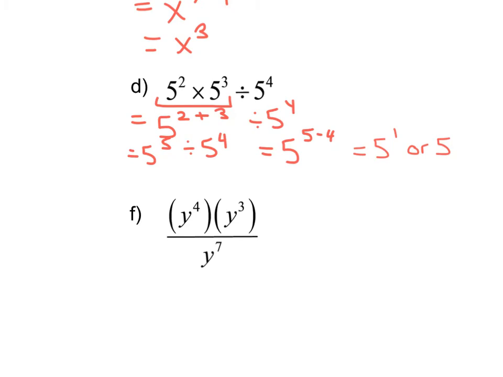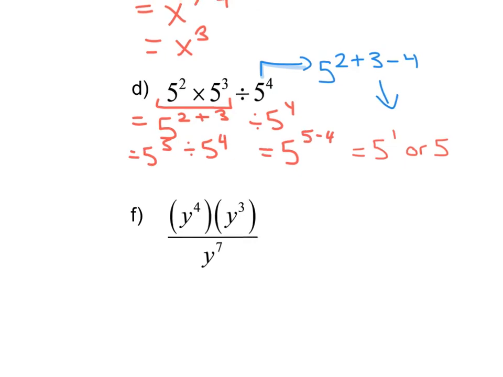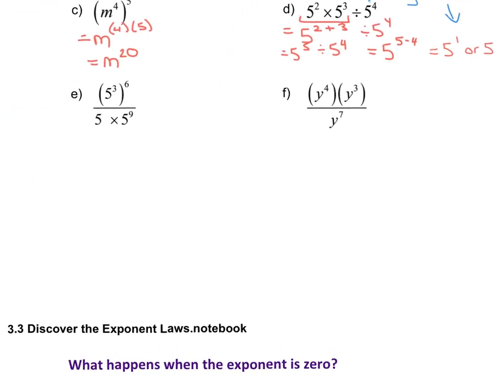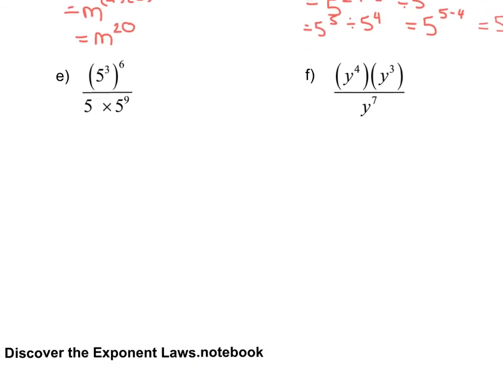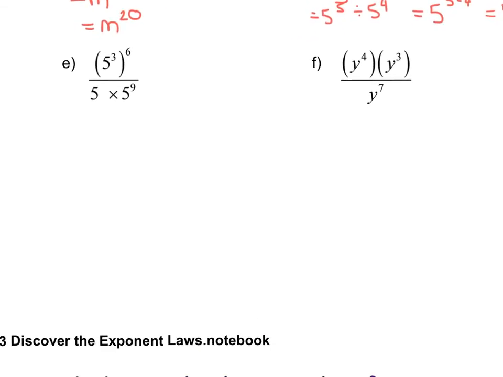Another way you could have done this question is you could have done this in one step. Oh, I want a different color. Okay. One step, okay? I could have done 2 plus 3, and because I know there's division, they're same bases, minus 4. Okay? So some of you might have looked at it that way. That's fine. It still all ends up to the same answer. How about you guys try E and F? And then we have one more law we're going to look at.